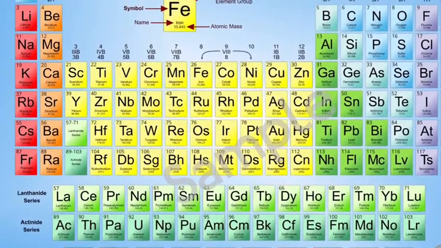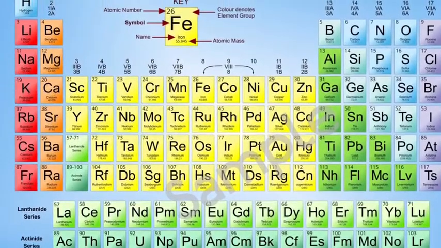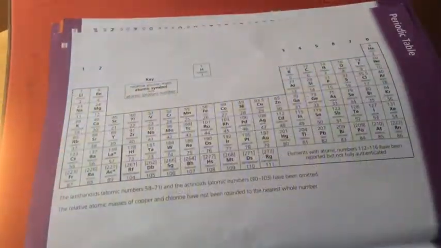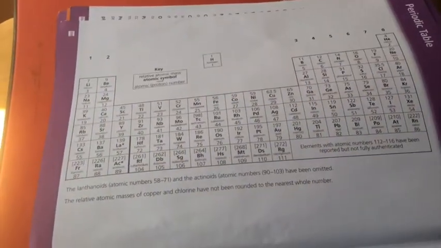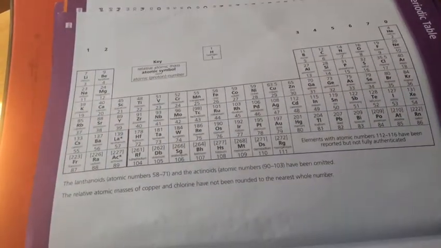The periodic table. So here we have the periodic table. This is a way that scientists categorize elements.